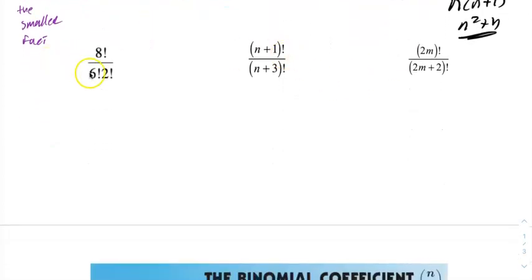Let's do this one. There's 2 things in the denominator. Well, we're going to do the same idea. We're going to break down until we get the smaller factorial. So 8 times 7 times 6 factorial. I'm going to leave 6 factorial alone.